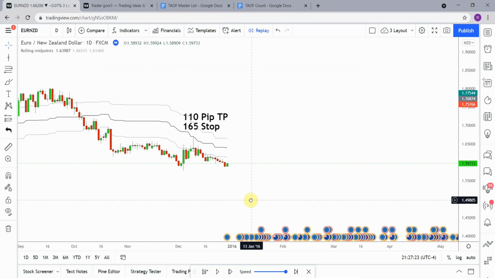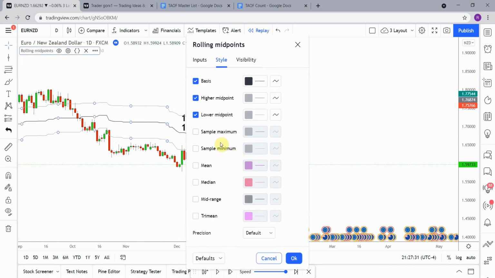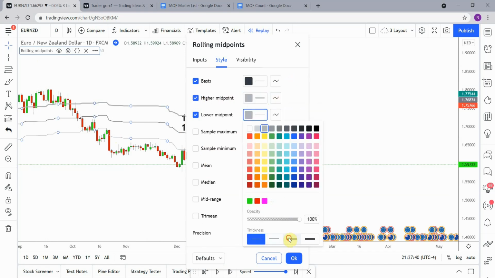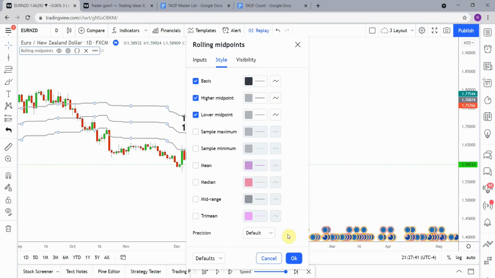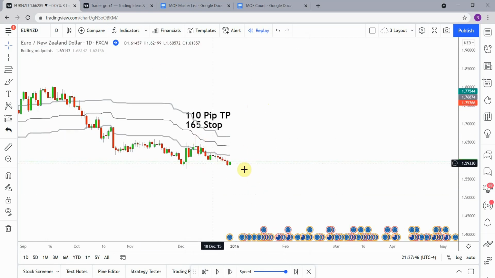Alright, so today's indicator is the rolling midpoints indicator, and you can see it here on screen. We might go in and bump up the weight of these just a little bit, so that way it's just a tad bit easier to see. Something like that. We could even change them to a little bit friendlier color, but nonetheless.